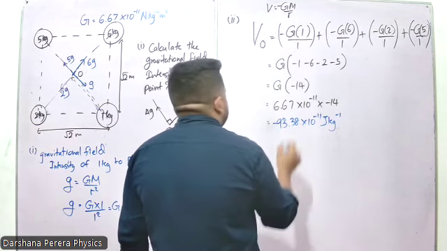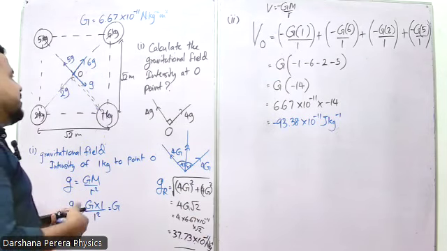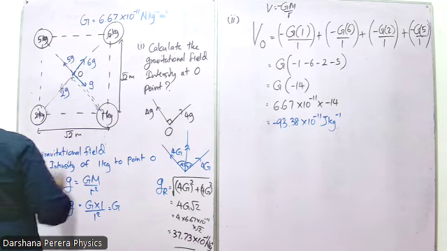So this is minus. This is the potential. So when I take the 2 kilograms to this point, place the 2 kilogram mass.